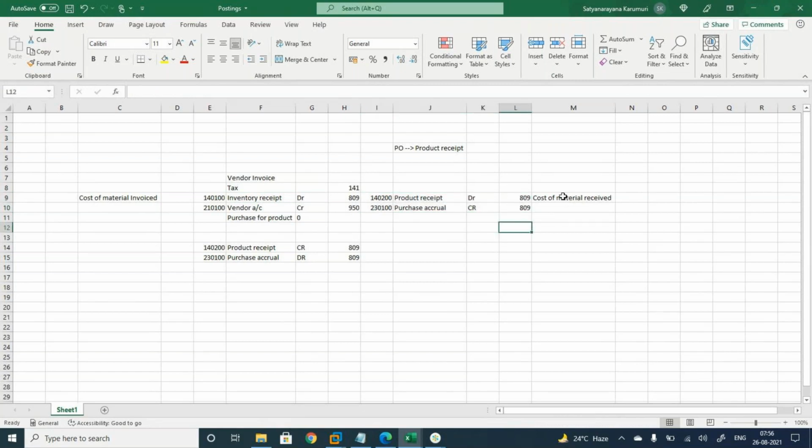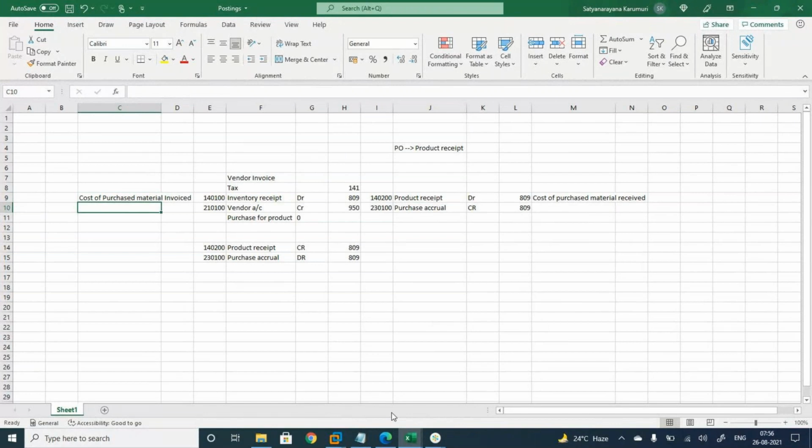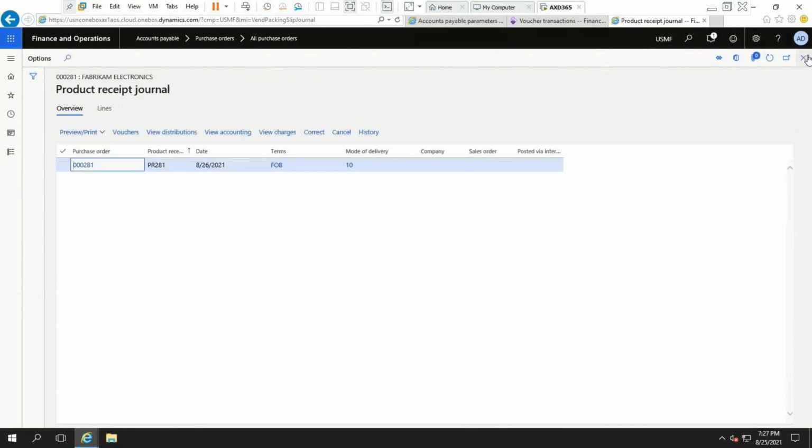So this is actually the cost of purchased material received. This is the cost of purchased material invoiced. So they sent it without a tax invoice, right? No, they have not sent any invoice copy. It is product receipt invoice posting. They have not sent the invoice copy. I am posting temporarily at the time of product receipt.